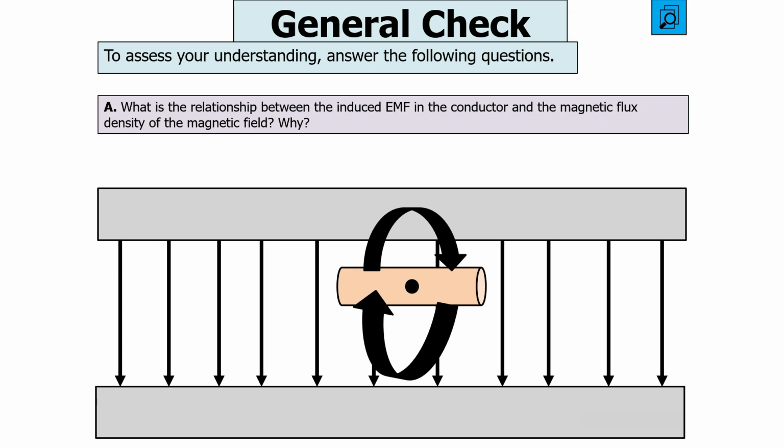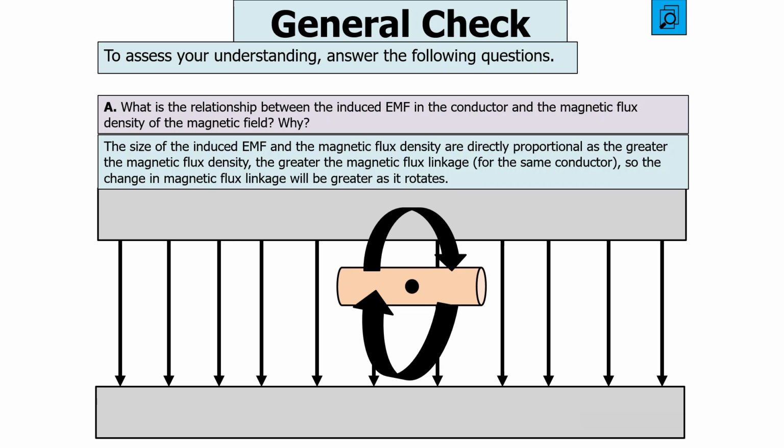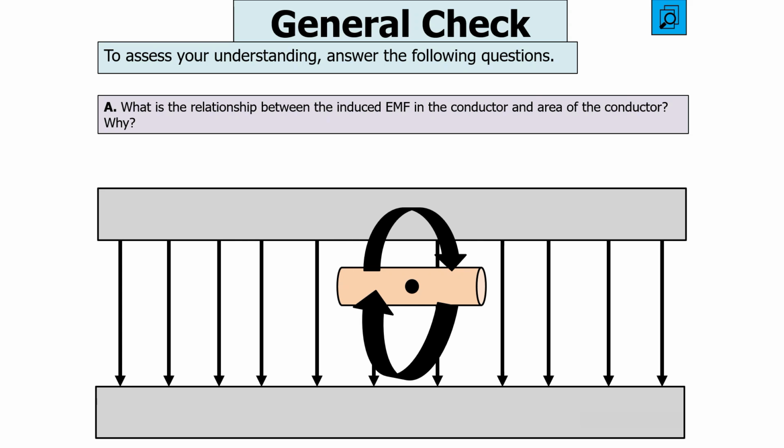So what is the relationship between the induced EMF in the conductor and the magnetic flux density of the magnetic field, and why? The size of the induced EMF and the magnetic flux density are directly proportional, as the greater the magnetic flux density, the greater the magnetic flux linkage for the same conductor, so the change in magnetic flux linkage will be greater as it rotates.